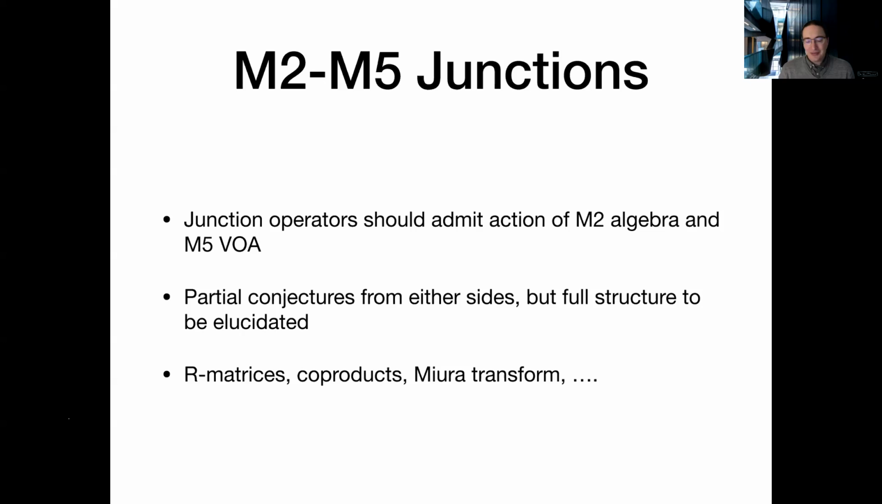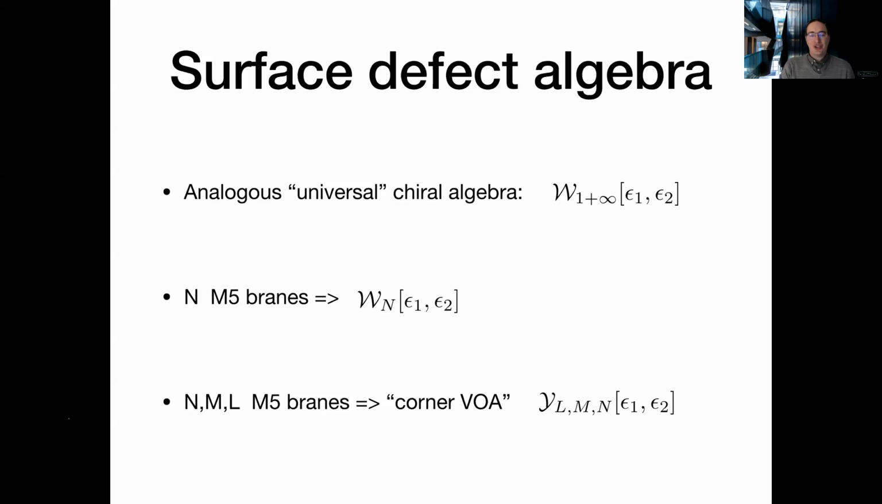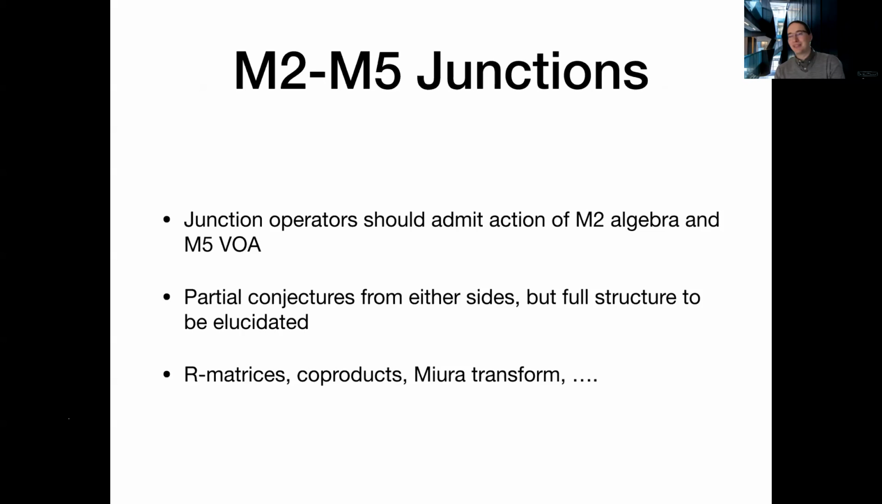Now, in previous work with Miroslav, or in work with O on the M2 branes, we had conjectures from either side, meaning we know more or less which vertex operators in the corner vertex algebras appear at the intersection with the M2 brane, or which modules for the M2 brane algebra appear at the intersection with the M5 brane. But we've not been able to put together all the pieces yet. But in the partial work we've been doing, we are finding all sorts of very interesting algebraic structures. R matrices, coproducts, Miura transformations, all seem to be explained by, motivated by, and necessary for gauge invariance of twisted M theory.